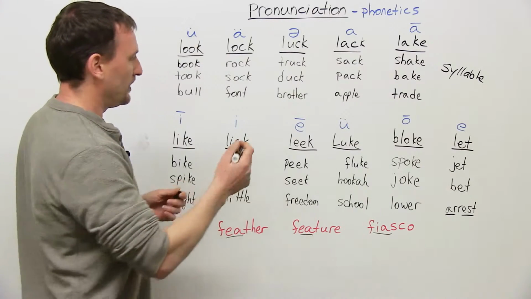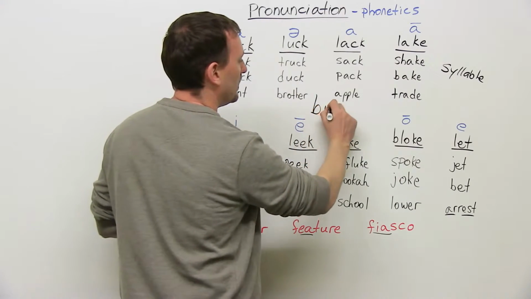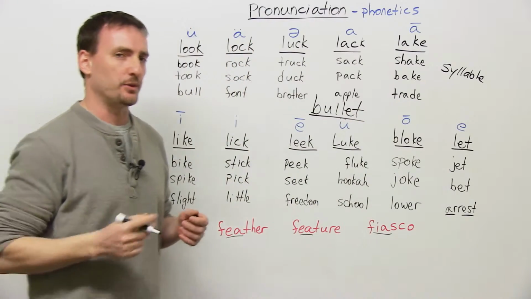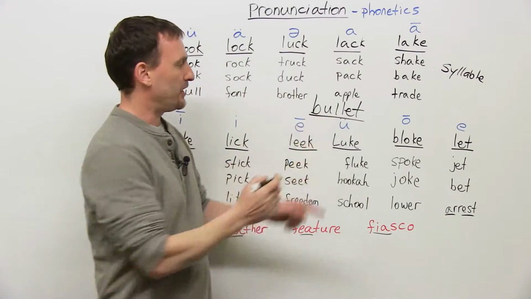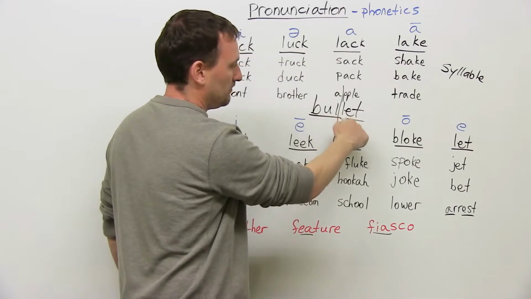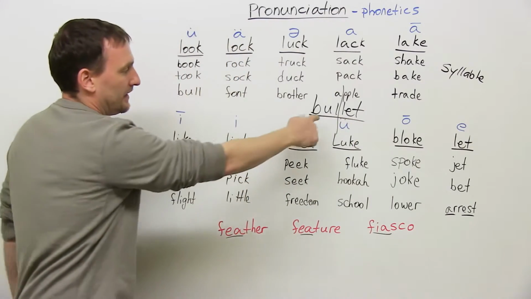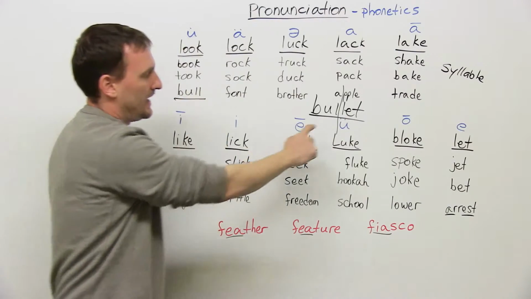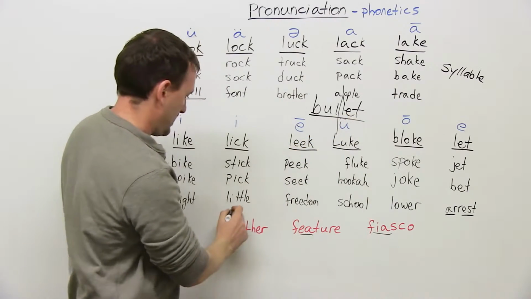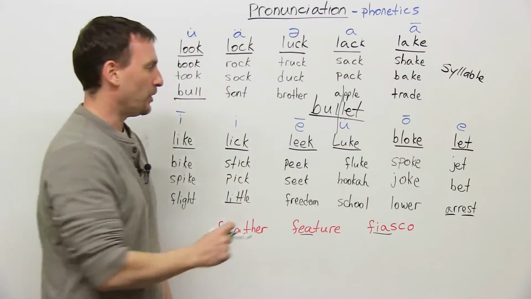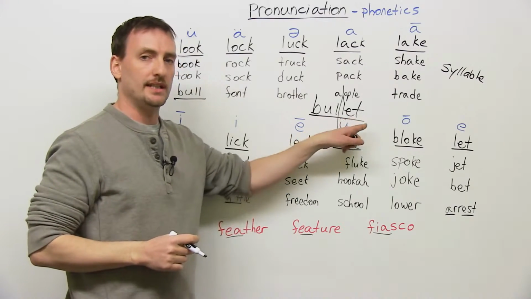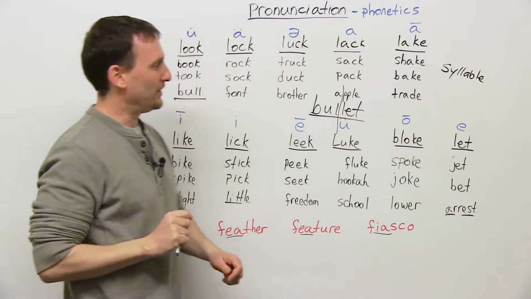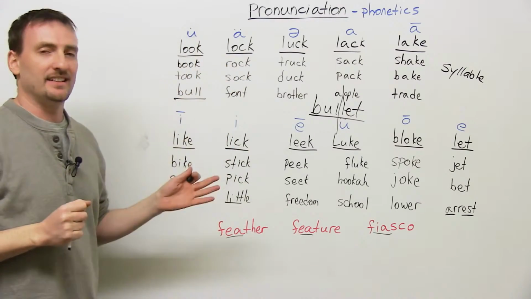Okay? I'll give you another example. How do you pronounce this word? I'll give you a chance. Separate it into the 2 syllables. This one sounds like this one. This one sounds like this one. So, bullet. Okay. Again, this is just an example.